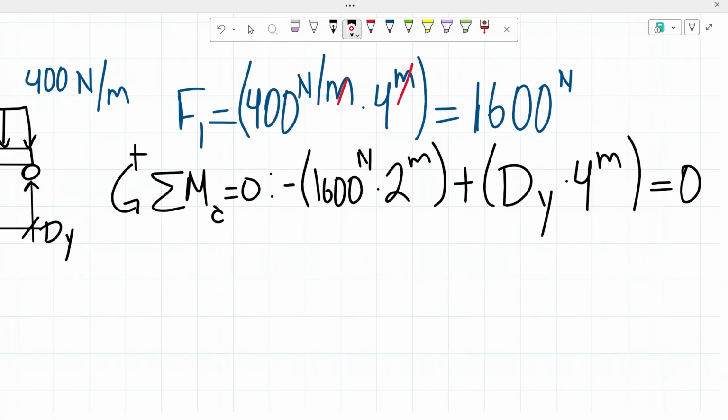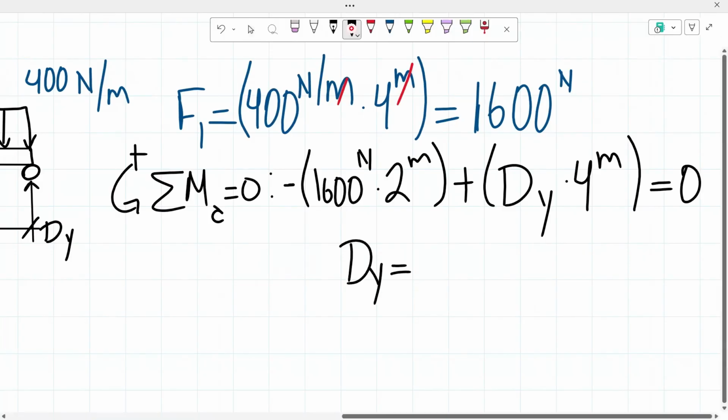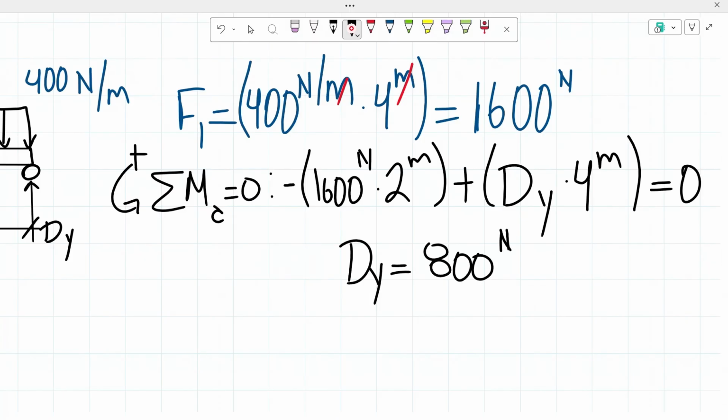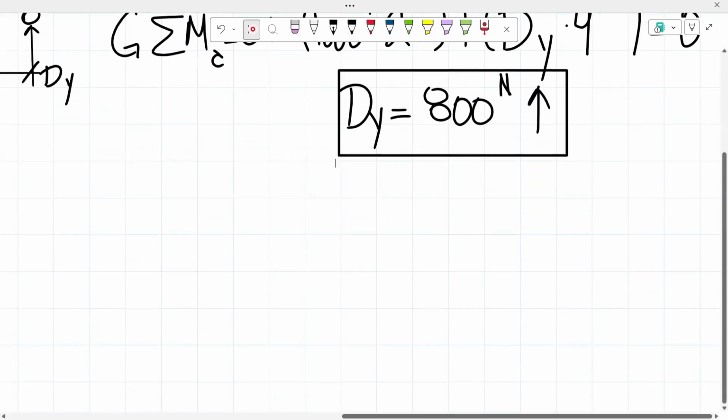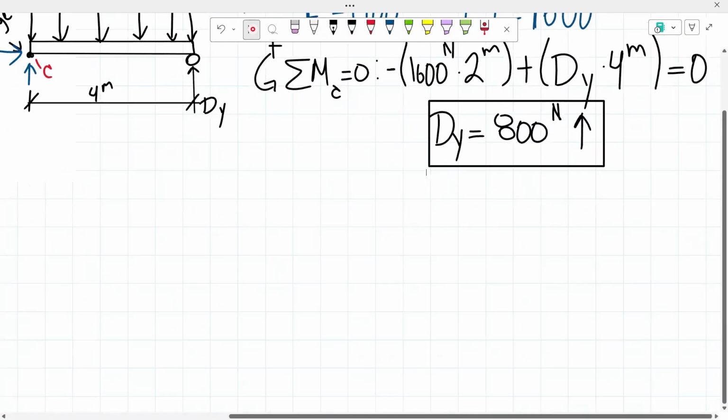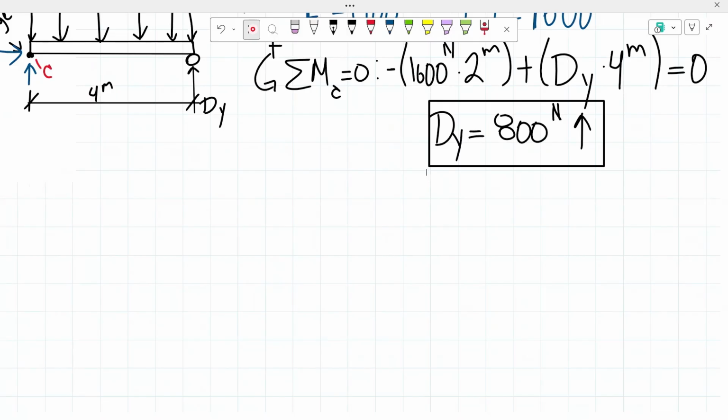So we end up getting that our reaction D sub y has a value of 800 newtons. And since we got a positive number, that means that we assumed correctly the direction of our reaction. So we do know that that reaction will be going upwards. So now that we have that, now we can proceed to drawing the side of the frame that we're going to be working with to determine the normal force, shear force, and bending moment at point B.